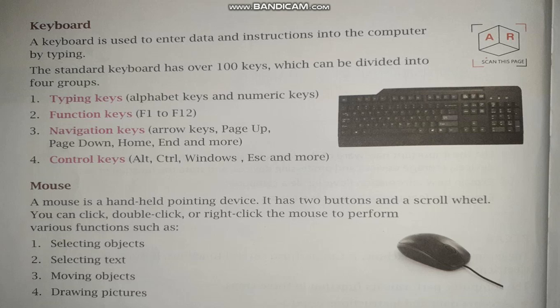Next input device is mouse. Mouse is a handheld pointing device. It has 2 buttons and a scroll wheel. You can click, double click or right click on the mouse to perform various functions such as selecting object, selecting text, moving object and drawing pictures.